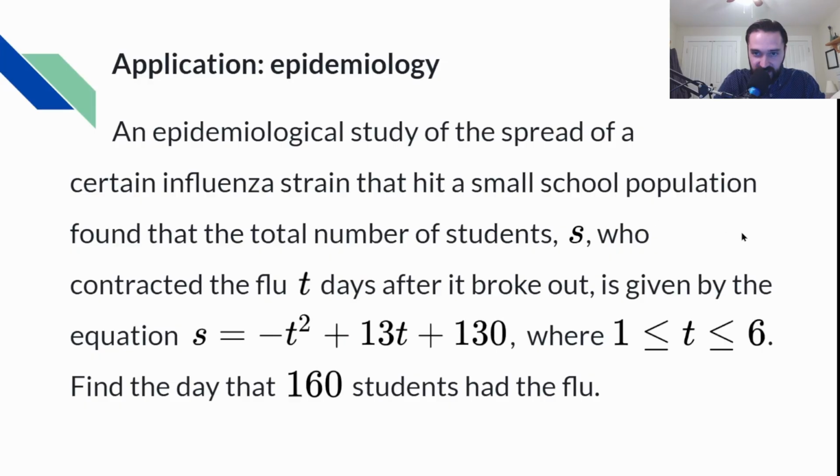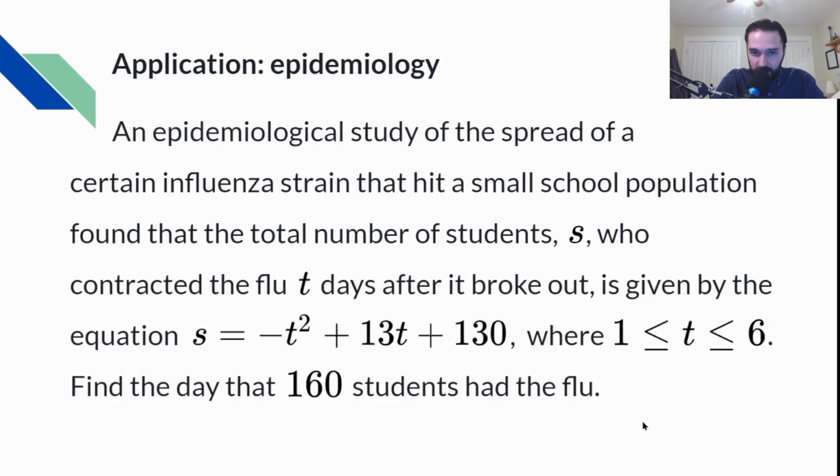Let's move on to our last example. This is a word problem. It's an application in epidemiology, which is the study of diseases. This is a pretty interesting problem. An epidemiological study of the spread of a certain influenza strain that hit a small school population found that the total number of students, S, who contracted the flu T days after it broke out, is given by the equation s equals negative t squared plus 13t plus 130, where t is in between 1 and 6. Find the day that 160 students had the flu.